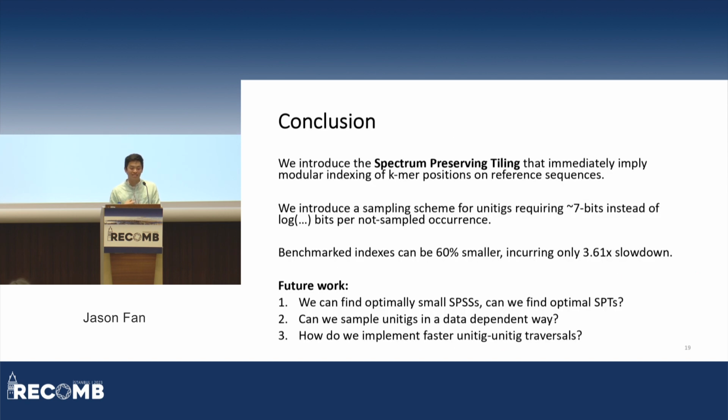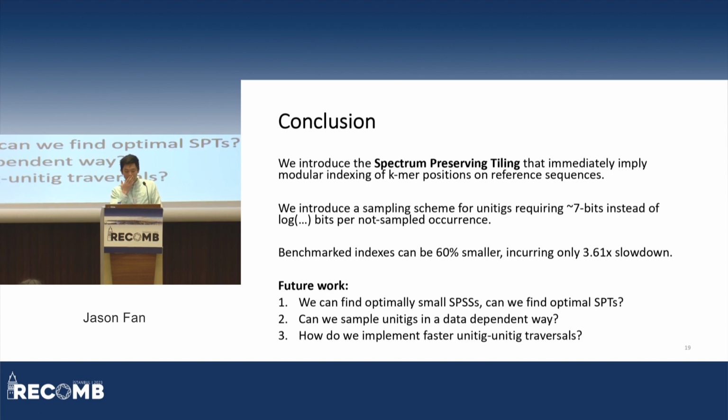So in conclusion, we introduce the spectrum-preserving tiling that immediately implies very modular indexing of k-mer positions on reference sequences. To complement lots of existing work for the k-mer-to-tile query and finding small SPSSs and indexing them, we introduce a sampling scheme for unitigs that requires only 7 bits instead of a log number of bits per not sampled occurrence. And our benchmark indexes are up to 60% smaller, incurring only a 3.66 slowdown, which we argue is palatable.